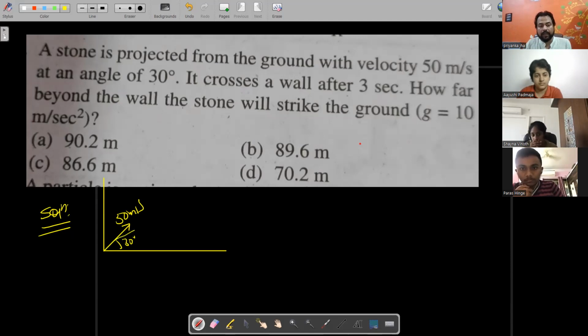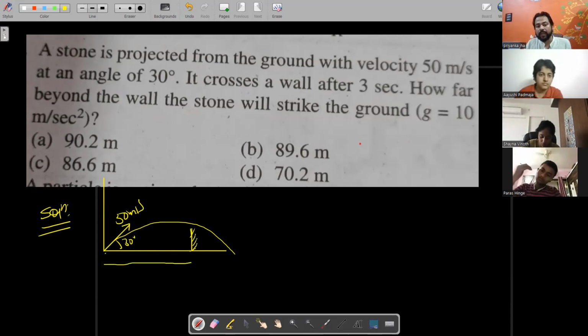Suppose it will definitely follow the parabolic path. Suppose here anywhere this is the wall. It says that it crosses the wall after 3 seconds, so from here to here it has taken 3 seconds, right? How far beyond the wall will the stone strike the ground? Means what would be this distance?